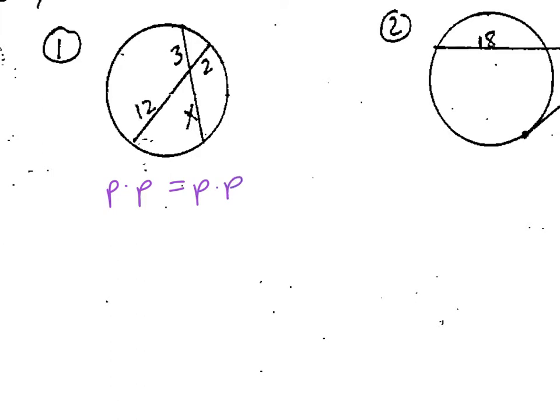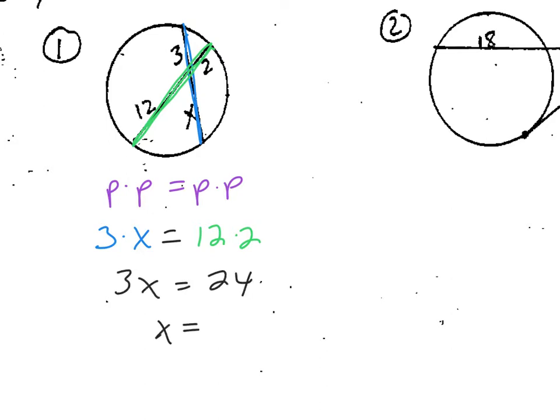Remember, the P stands for parts, because what I know about when I have chords intersecting is I know that the two parts of one chord, so that would be the 3 and the x, when I multiply those, the product is always equal to the product of the two parts of the other chord, which would be the 12 and the 2. So if I do that, I've got 3 times x equals 24, divide by 3, and I've got x equals 8. We can do a quick double check. 3 times 8 for this chord gives me 24. 12 times 2 gives me 24.